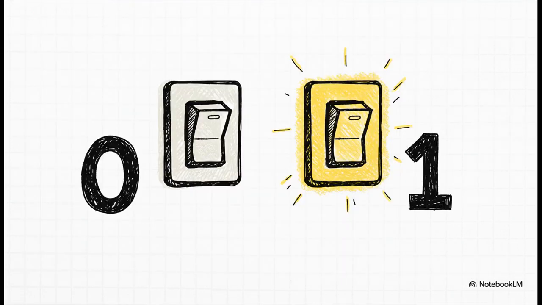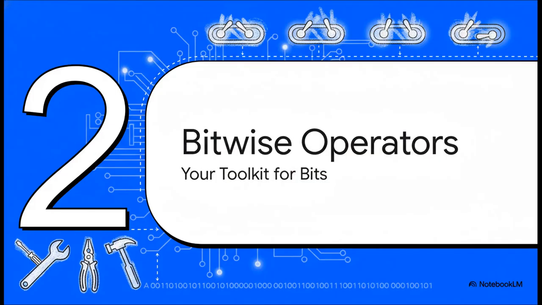This is honestly the best way to picture it. A single bit is just one light switch. It can be off, that's a 0, or it can be on, that's a 1. Every single piece of data on your computer is just a huge bank of these switches, all set in a very specific pattern. So if bits are the light switches, how do we actually work with them? Well, that's where bitwise operators come into play. Just think of these as our specialized toolkit for flipping those switches exactly how we want.